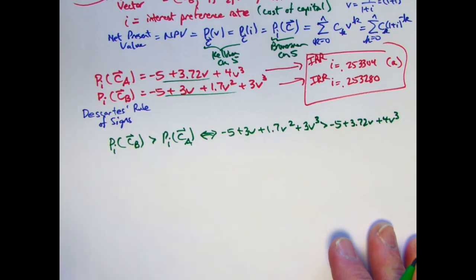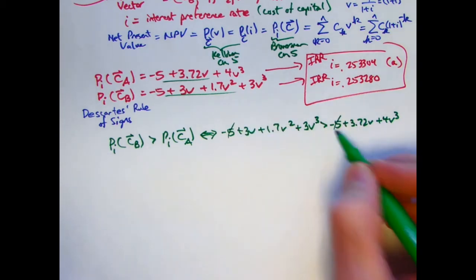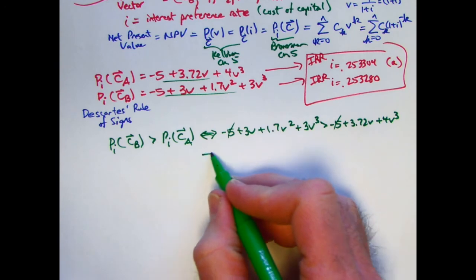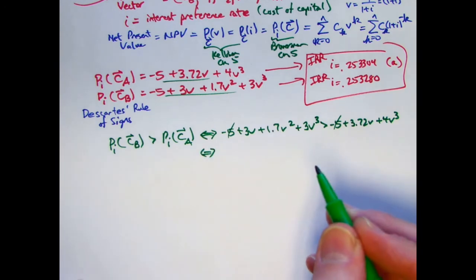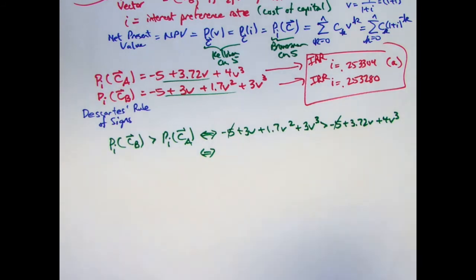And this can be solved for v more simply than you might imagine looking at it initially. Since it's a cubic, you might think it would be difficult. For one thing, the negative 5's cancel. Add 5 to both sides. Let me subtract, let's sort of switch the sides around here.